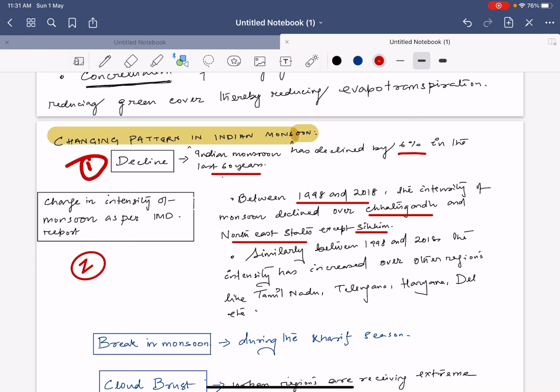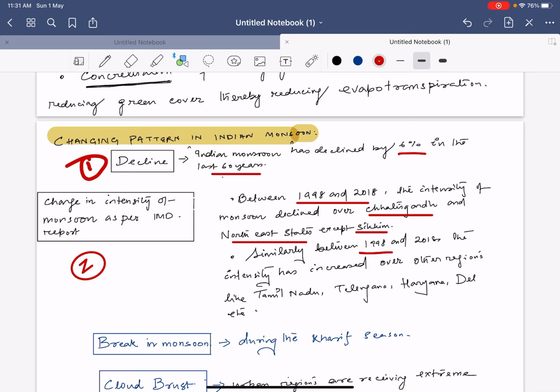Now, the northeast states receive a bulk of rainfall, and that's the very reason in the northeast states you can find tropical rainforest, tropical deciduous forest, all types of forests. But in the northeast states, the rainfall has been decreasing, and this trend is marked in all the northeast states except the state of Sikkim. Similarly, Chhattisgarh, one of the regions which is rich in dense forest, again rainfall has been declining in this area.